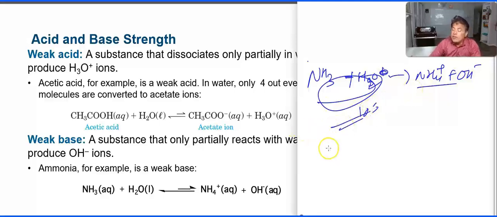So for example, all the organic acids are weak acids. For example, acetic acid, CH3COOH, and propionic acid, methanoic acid, these all are weak acids. The strong acids we have already seen in the list of six, and some inorganic acids, H3PO4 for example, are also weak or strong.